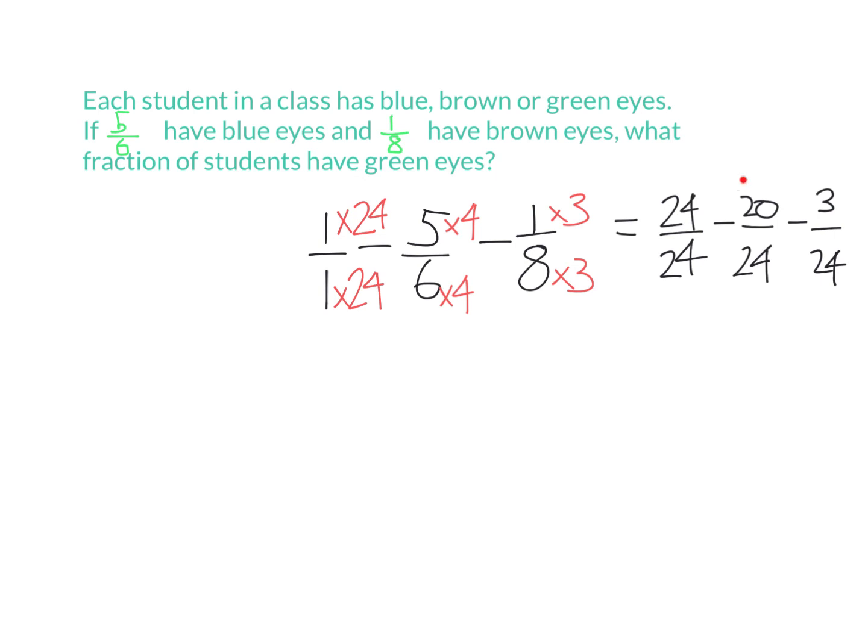So now I'm just going to subtract the numerators, the top numbers. 24 minus 20 minus 3 equals 1. And remember, you always keep the same denominator when adding or subtracting. So in this class, 1/24 have green eyes because 1/24 plus an eighth plus 5/6 gives us one whole class.